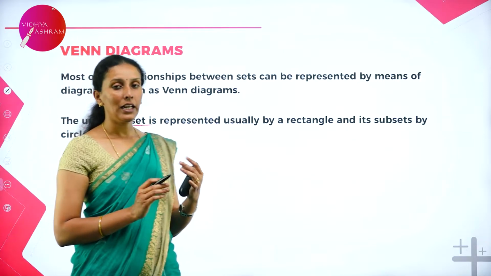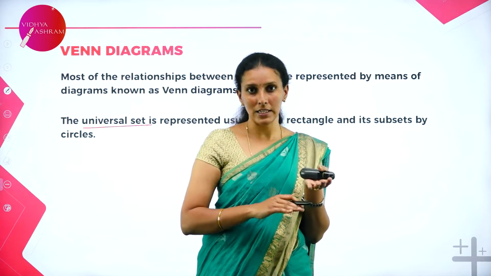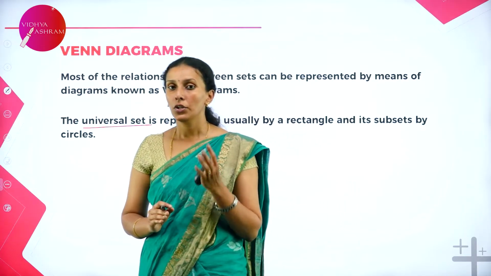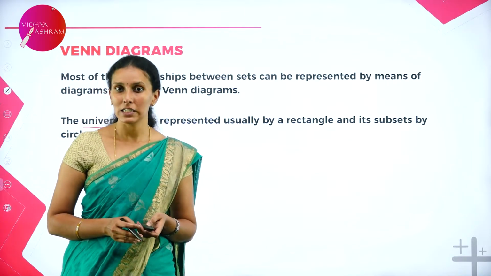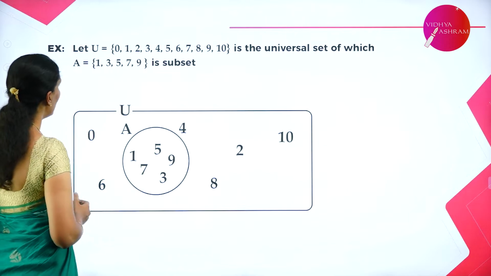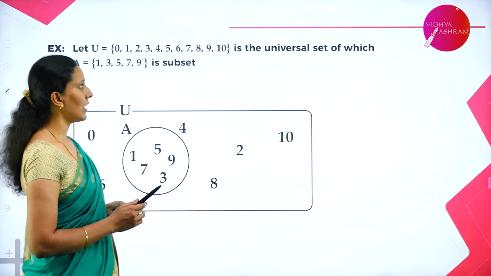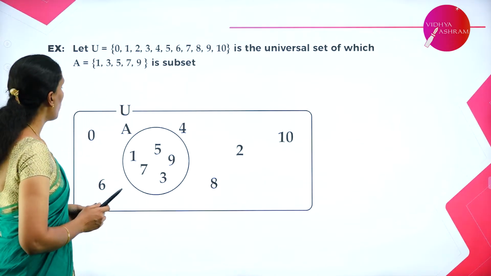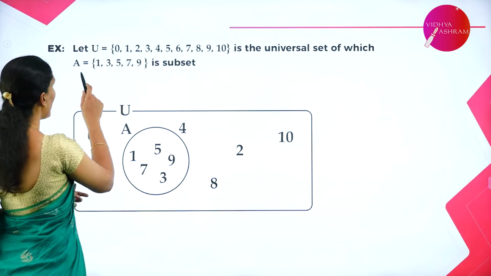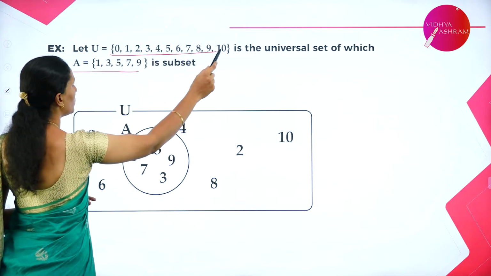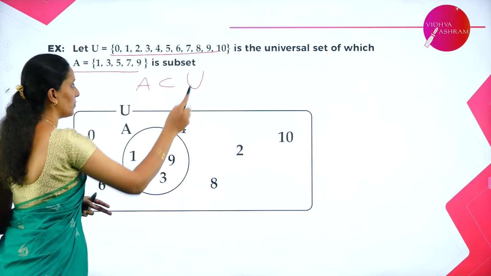You have already learnt what a universal set is, because the universal set will be the major set for other sets. That's why we represent the universal set with a rectangle and other subsets inside circles. So, let's take an example here. Let U = {0, 1, 2, 3, 4, 5, 6, 7, 8, 9, 10} be the universal set, for which A = {1, 3, 5, 7, 9} is a subset. I told you A is a subset of U.